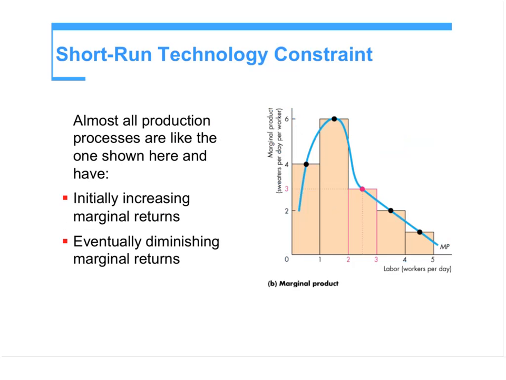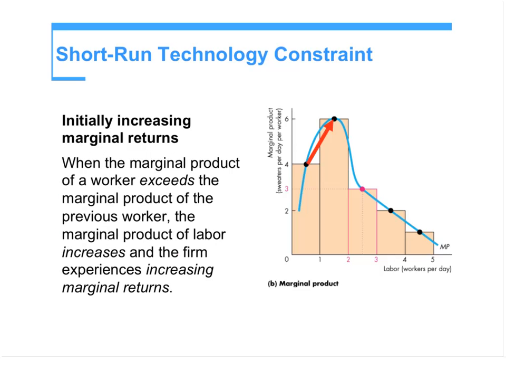So almost all production processes are like the one shown here and have initially increasing marginal returns and eventually diminishing marginal returns, the law of diminishing factor. We discussed that in the first sessions of our course. So this increase is not everlasting, and it will start decreasing and fading away. Initially, increasing marginal return: when the marginal product of a worker exceeds the marginal product of the previous worker, the marginal product of labor increases and the firm experiences increasing marginal return.